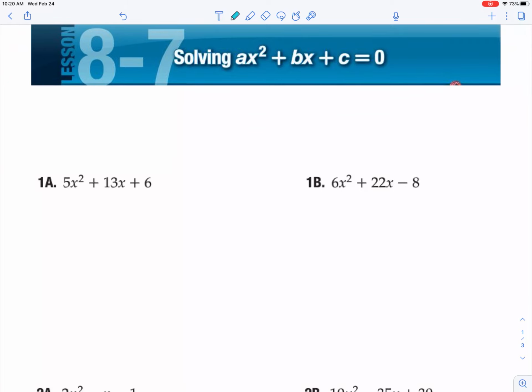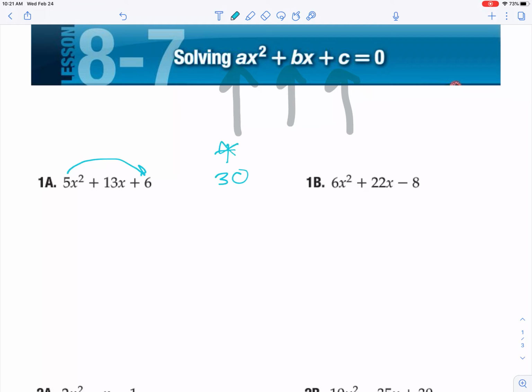What you're going to want to do is take this 5 and multiply it by the 6. So first of all, make sure it's in the correct order. This one is. But then take the A. Okay, if you're like, where is she getting this A? A, B, C. Take A times C, which in this case is 30. That's the new number that this time you're going to multiply to.